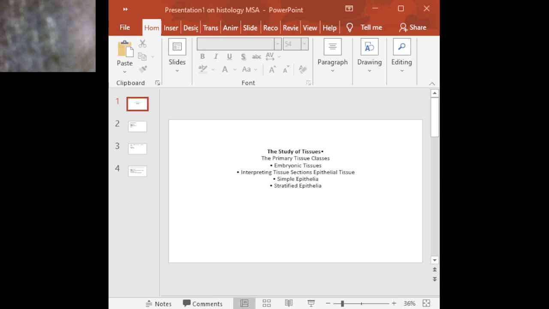One thing about stratified epithelia, they range from 2 to 20 or more layers of cells. So they're stratified, layer after layer. Some cells will be resting directly on others, but only the deepest layer of cells will be resting on the basement membrane.